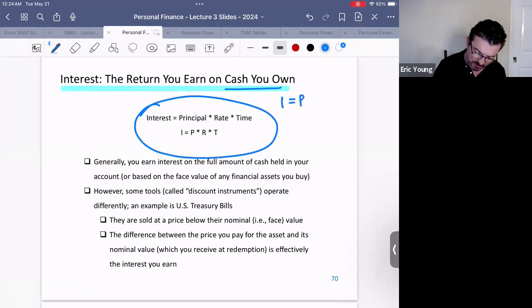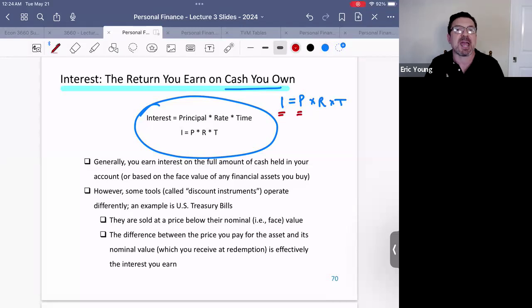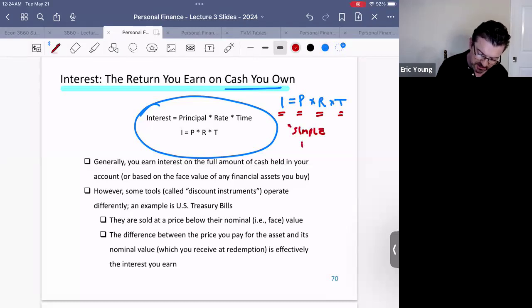Interest is equal to P times R times T. In other words, the interest that you earn is equal to the principal, which is the amount of cash that you have at play, multiplied by the interest rate, multiplied by the amount of time that your money is deployed. So this is a great formula. It's the formula for what we're going to call simple interest. And once again, I equals PRT.